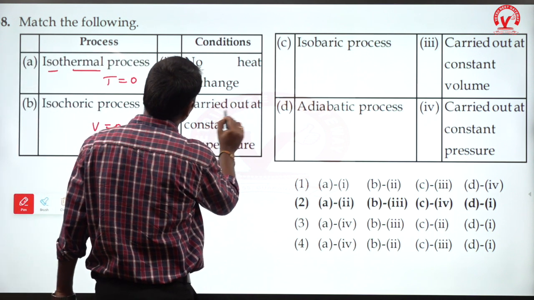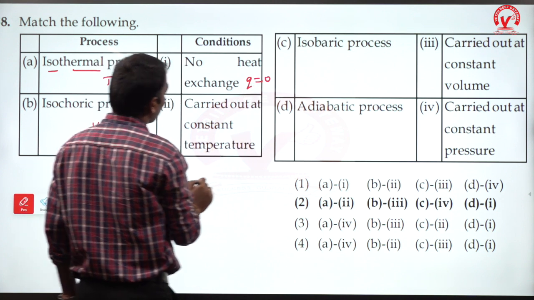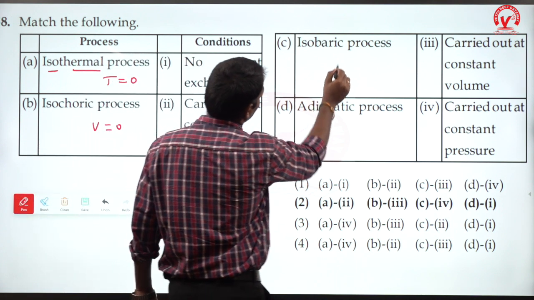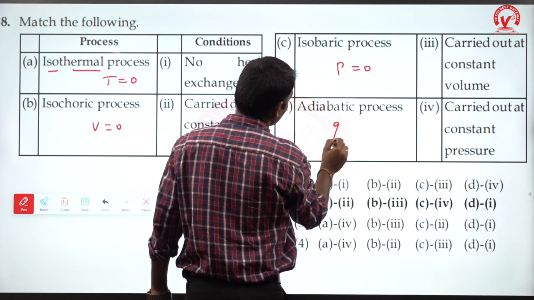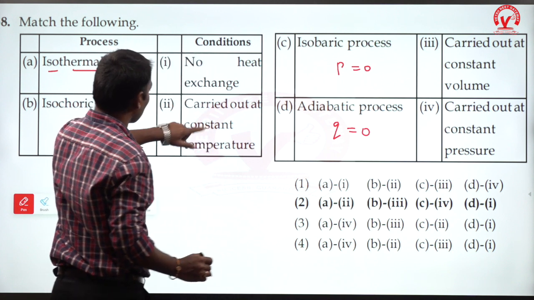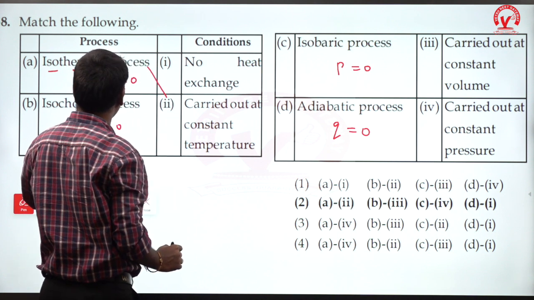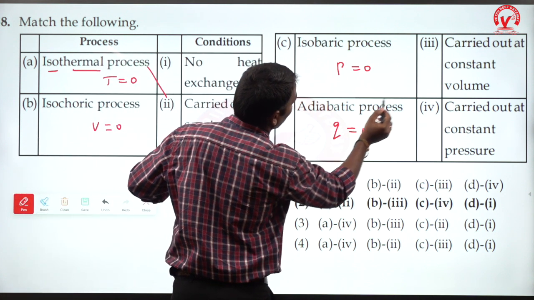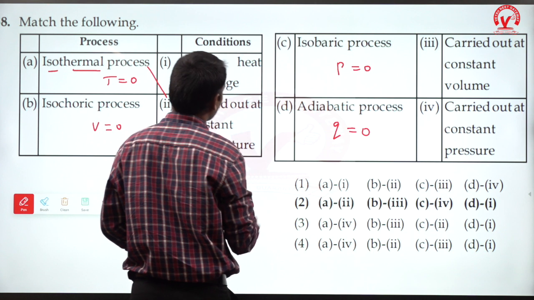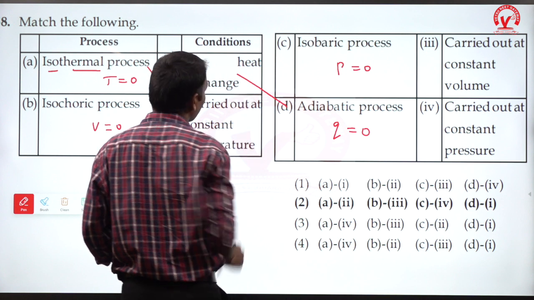And no heat exchange means Q is equal to 0. Carried out at constant temperature, constant volume in this process, ΔV is equal to 0. Isobaric process, ΔP is equal to 0, and adiabatic process, Q is equal to 0. Now please check here: no heat exchange, carried out at constant temperature. A is 2, you have to take. Isochoric process, B we have to take at constant volume, B is 3. And adiabatic process, no heat exchange, D is 1, you should take, right?